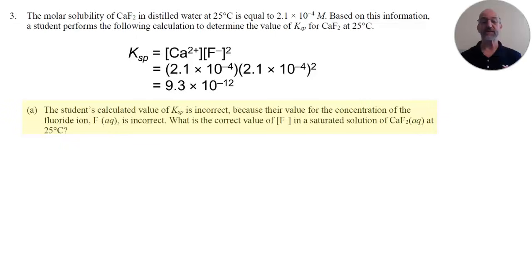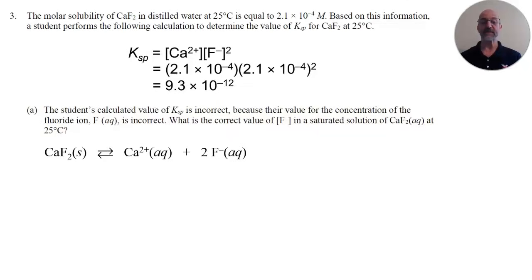at 25 degrees Celsius? Now, considering that in question 2 of this packet, we were talking about a 2-to-1 ratio between ions, hopefully you can see that it's the stoichiometry that was part of what the student did incorrectly in the setup for their calculation. They didn't take into account the stoichiometry and that 2-to-1 ratio of ions. So take a look at the chemical formula of calcium fluoride.